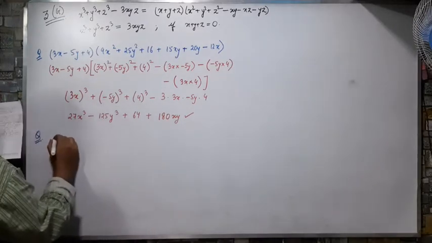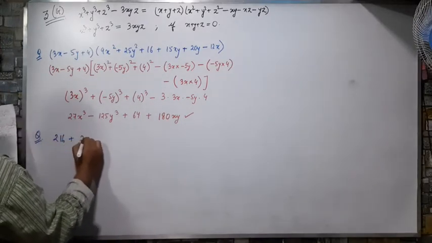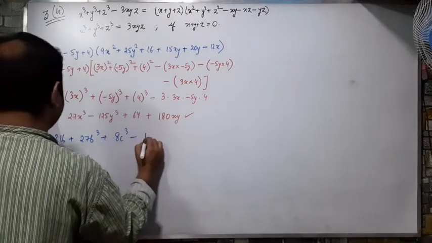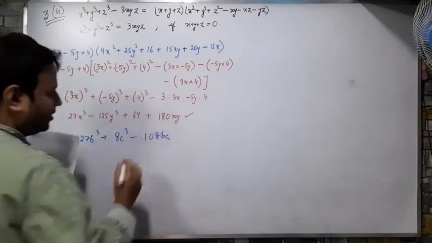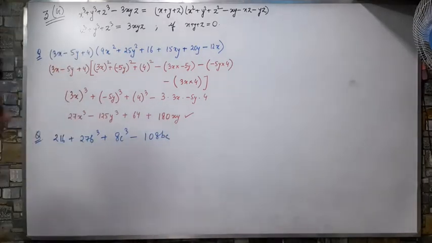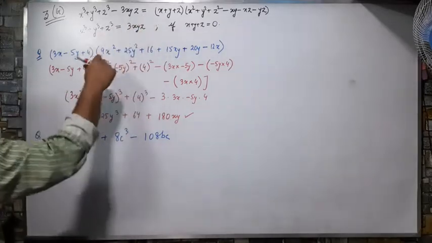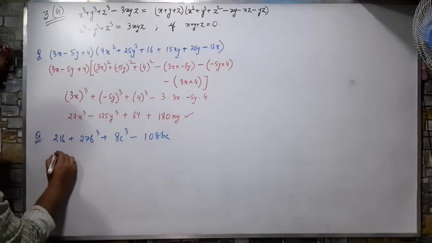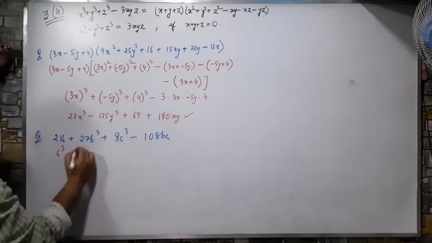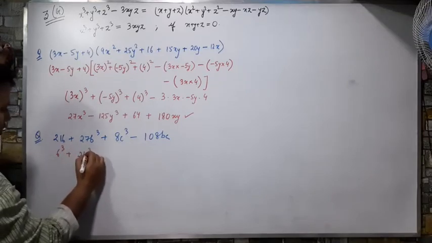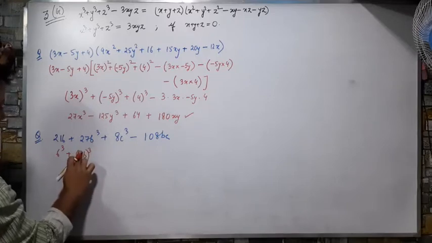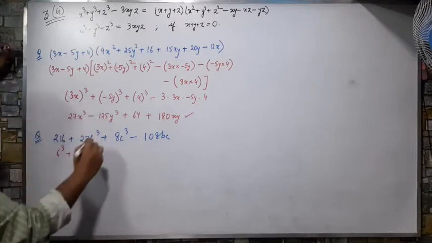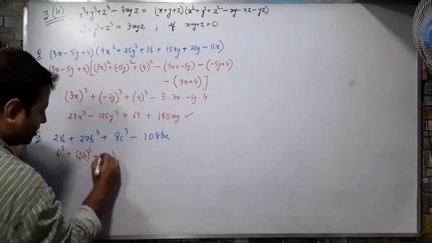Suppose you have been given this: 216 plus 27b cube plus 8c cube minus 108bc. How am I going to solve this one? It is given in the short form. You have to expand it. How? 216 can be written as 6's whole cube. 27b cube can be written as 3b's whole cube, since 27 is the cube of 3. And 8c cube can be written as 2c's whole cube.